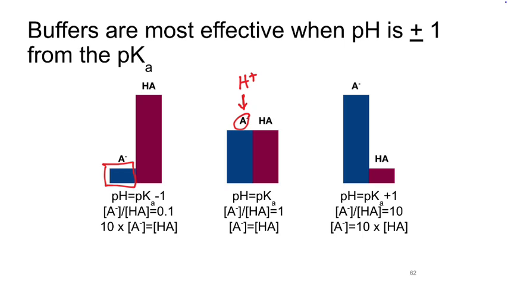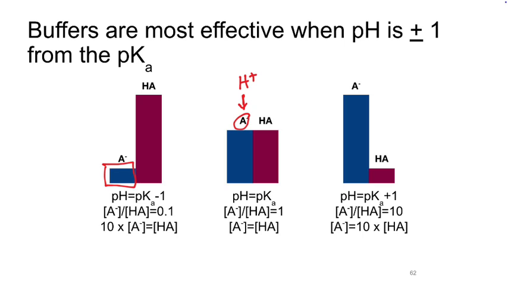If I push outside that realm, that's when I start to lose the ability to buffer because I no longer have a buffer system. I don't have a mix of each of them. I've added so much acid that I've converted all of the A minus into HA. There's now nothing left to minimize the effect of H plus.